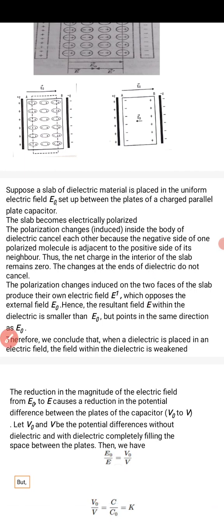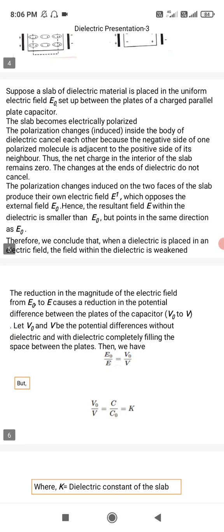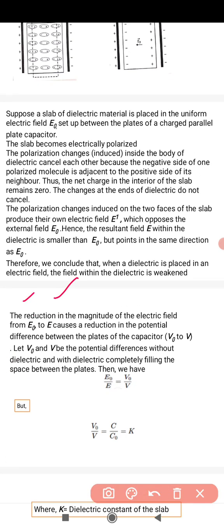How much will the reduction be? The applied electric field E naught changes to the final resultant electric field E, which causes a reduction of the potential difference between the plates of the capacitor. The initial potential is V naught, and finally it changes to V. Let V naught and V be the potential differences without a dielectric and with a dielectric completely filling the space between the plates. Then the ratio of E naught to E, the external electric field to the resultant electric field, equals V naught divided by V.